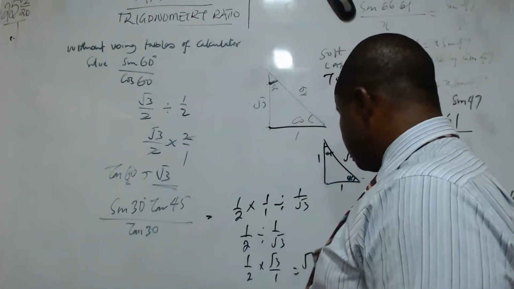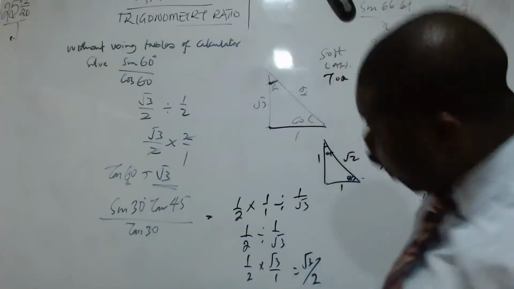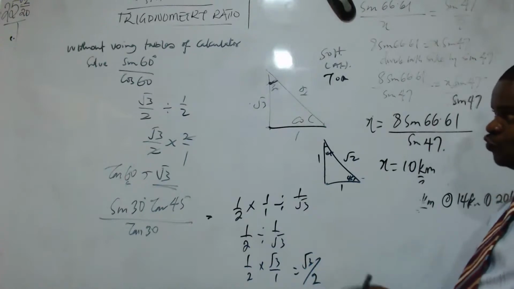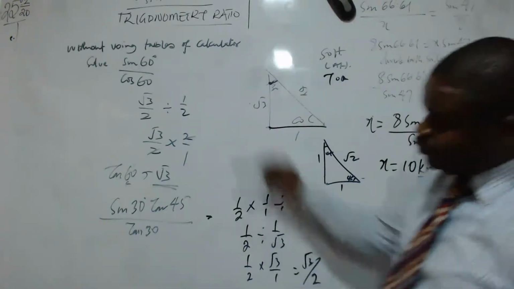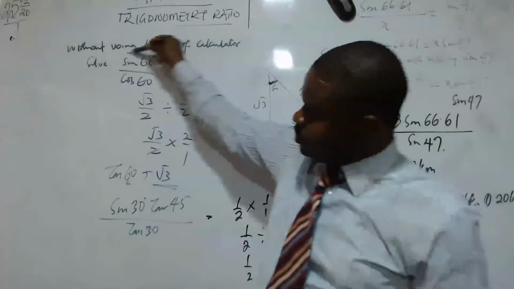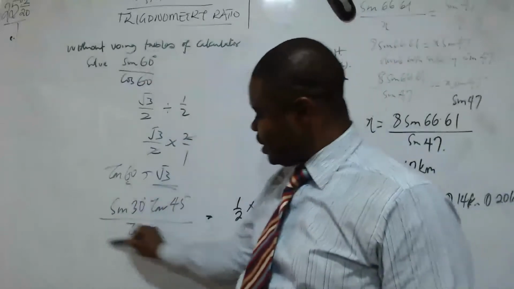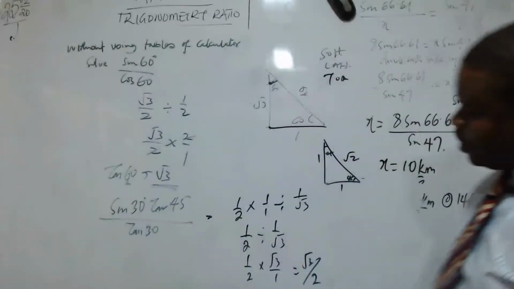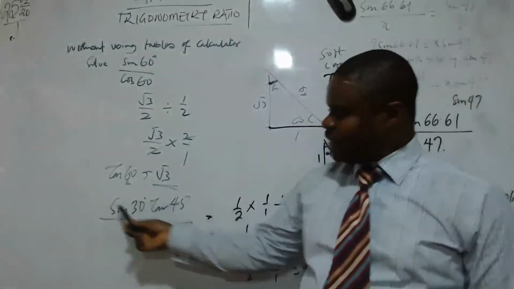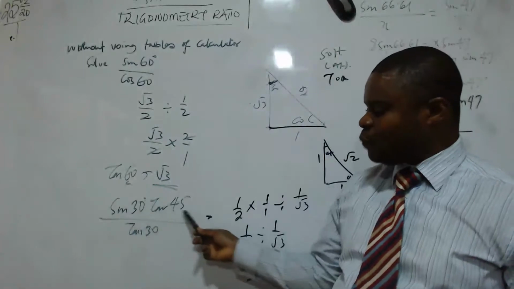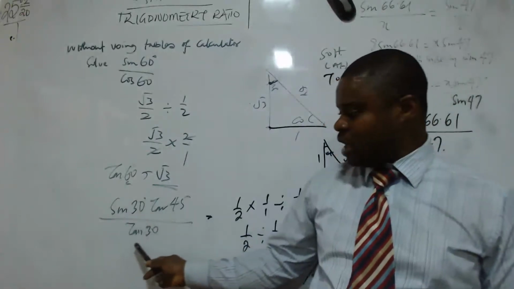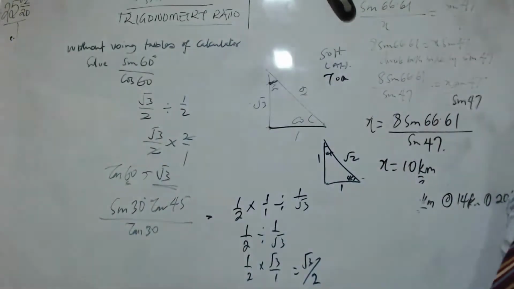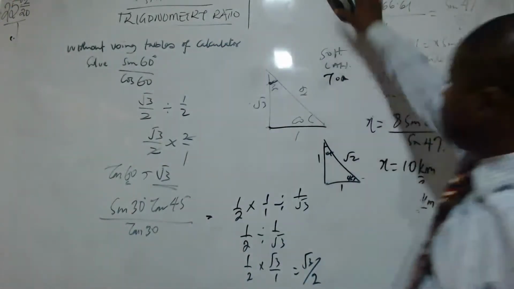So my answer becomes root 3 over 2. Also, if you look at this, root 3 over 2. Root 3 over 2 is what? All this is the same thing as sine 60. Sine 30 times tan 45 divided by tan 30 is the same thing as sine 60. And that is the answer. Proved.